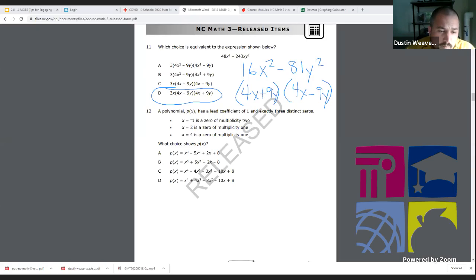Let's go to 12. A polynomial P has a lead coefficient of 1 and 3 distinct zeros. Now, here's the issue here.